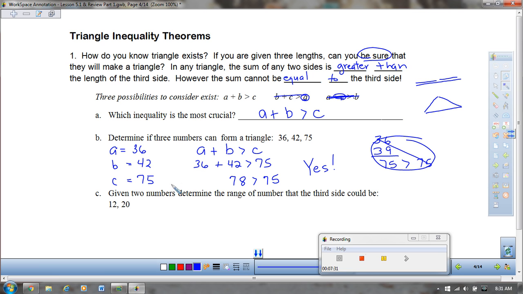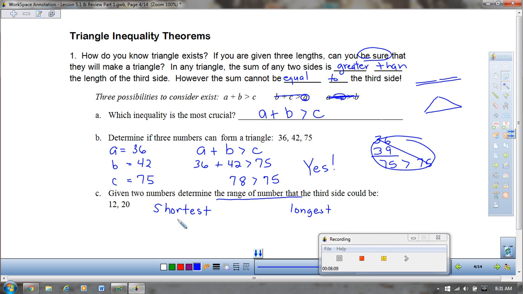So sometimes the idea comes up, well, I've got two segments. What is the range of numbers that could make the third side so that these three measures would indeed make a triangle? So we have to consider it, because it's a range, is what's the shortest that the length would have to be to make a triangle with 12 and 20, and what's the longest the length would have to be to make a triangle with 12 and 20.